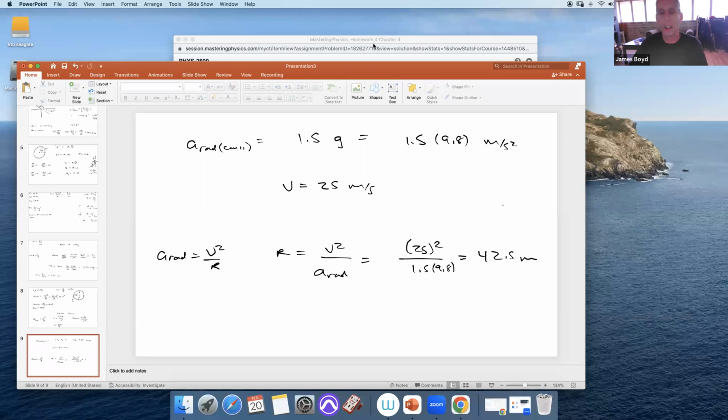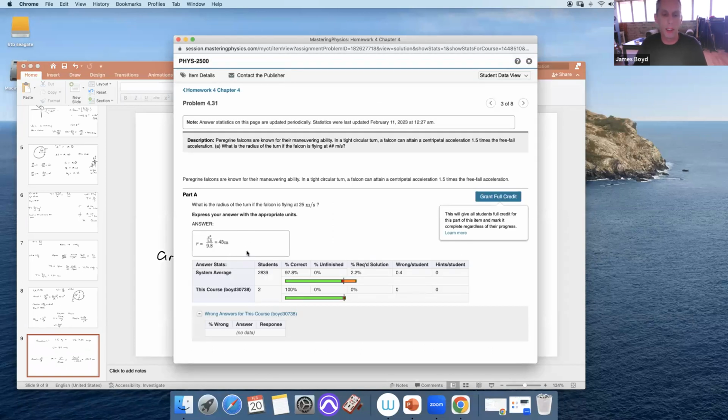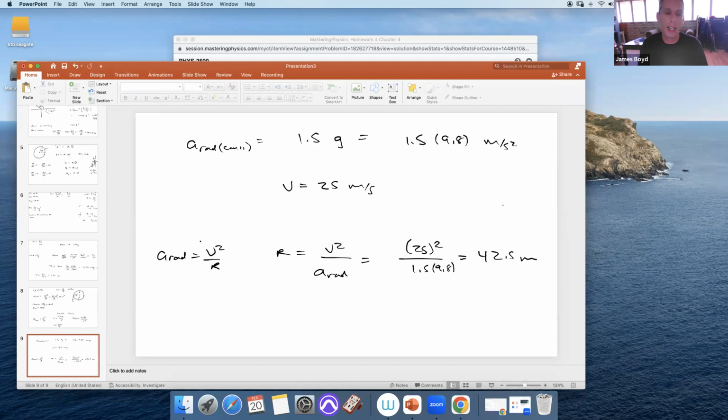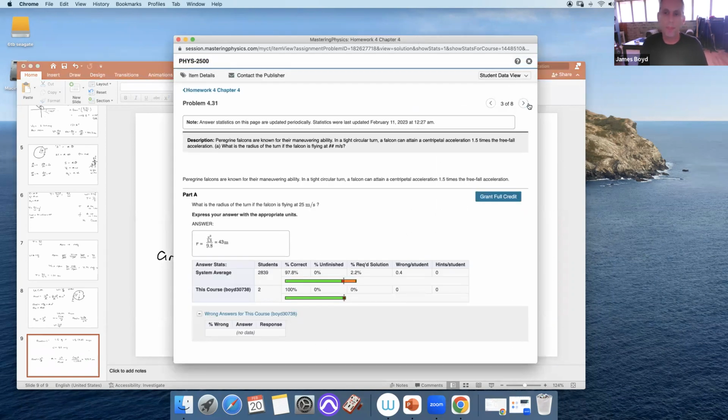42.5 meters. That is the biggest turn they went with, 43, that it could make. And that's it. That's all you have to do on this one. a is v squared over r for a radial or centripetal acceleration. You were given v, and you were given a_rad in terms of g.